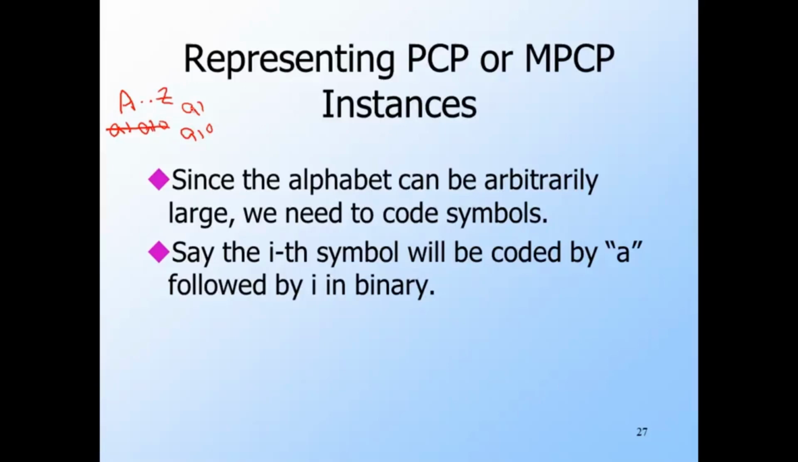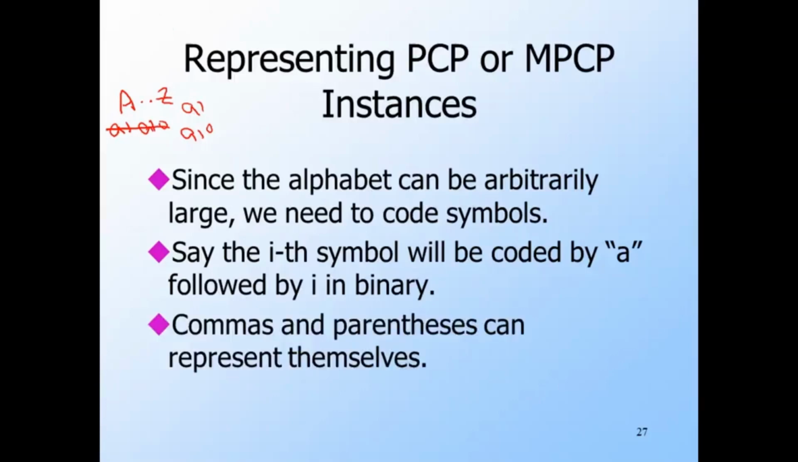It should be clear that the particular symbols used for the alphabet of a PCP instance does not affect the outcome. And the only other symbols we need to represent instances are the comma and left and right parentheses. Thus, the language of PCP instances will have an alphabet of 6 symbols: the A, 0, 1, comma, left paren, and right paren.